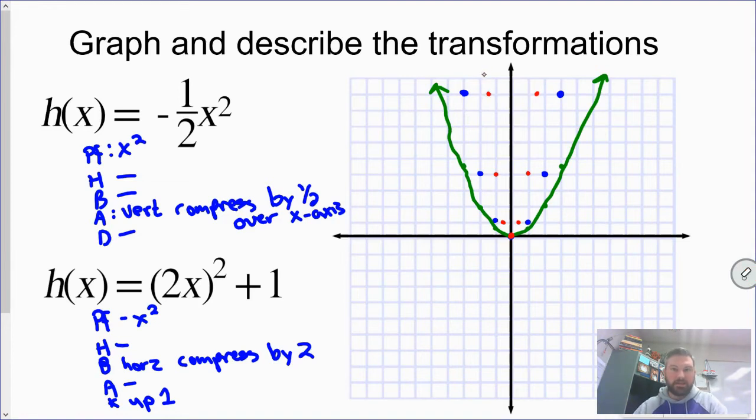And this is not the end, so let's pause here. Now we're going to move everything up 1. So 0 goes up 1. These 2 dots go up 1. This dot goes up 1. And this dot goes up 1.